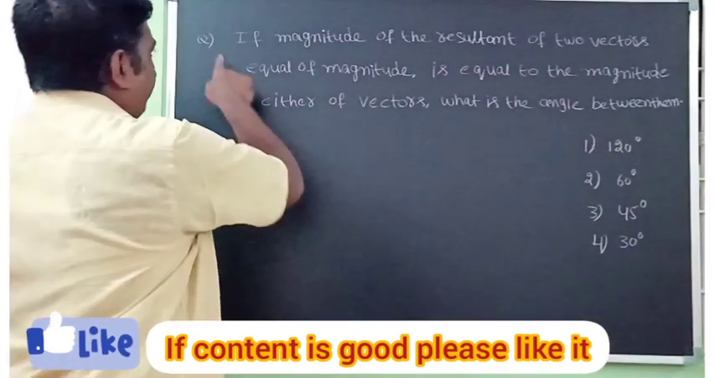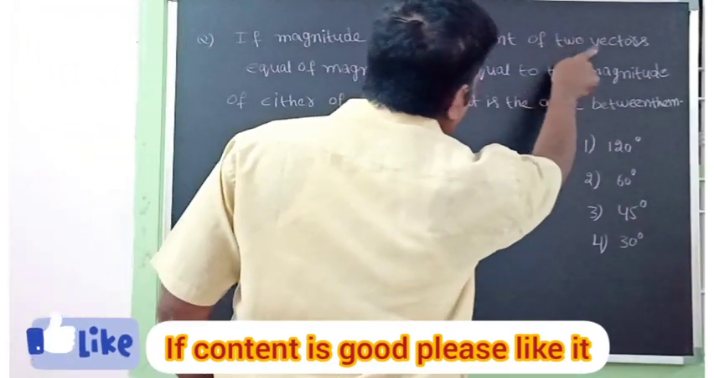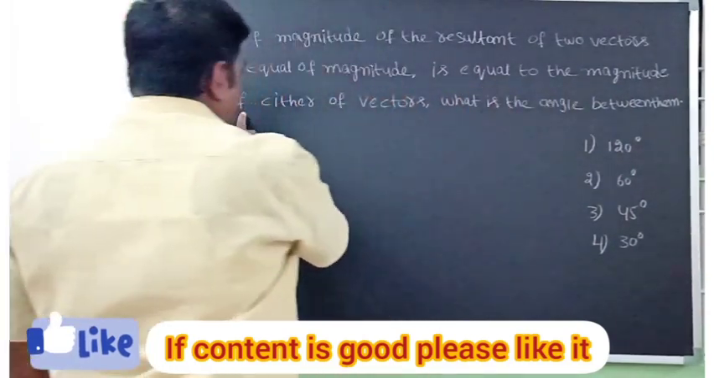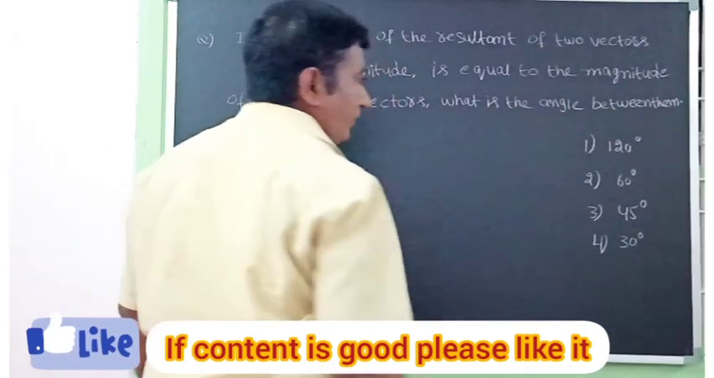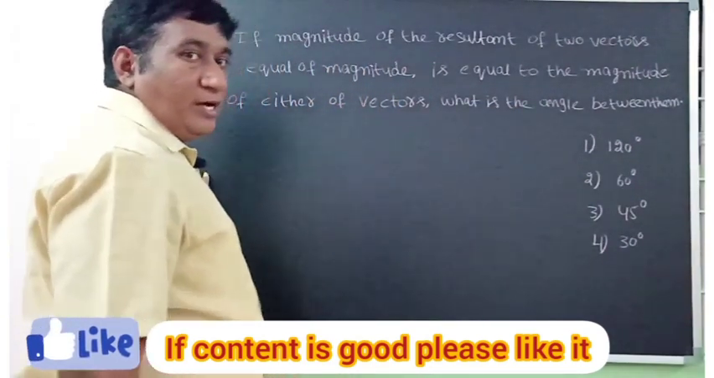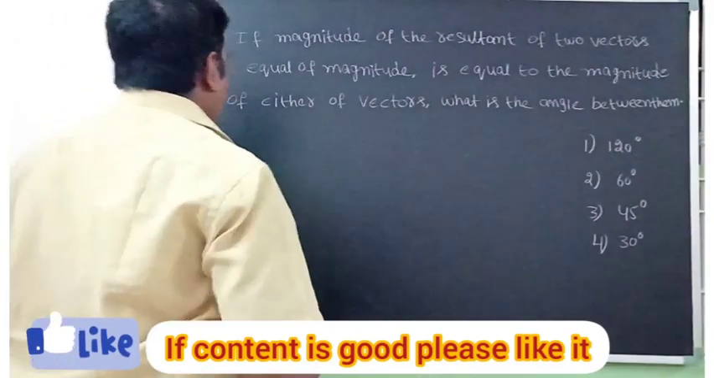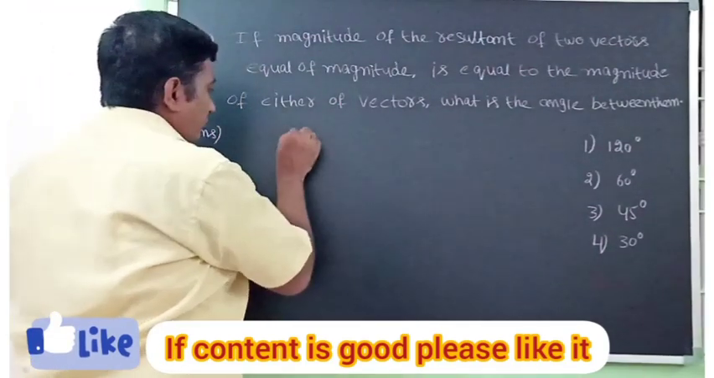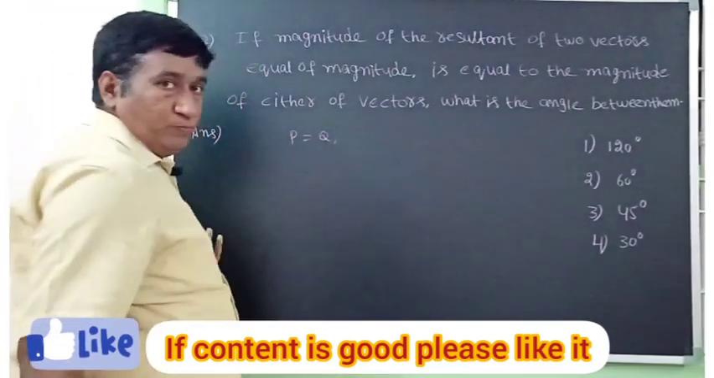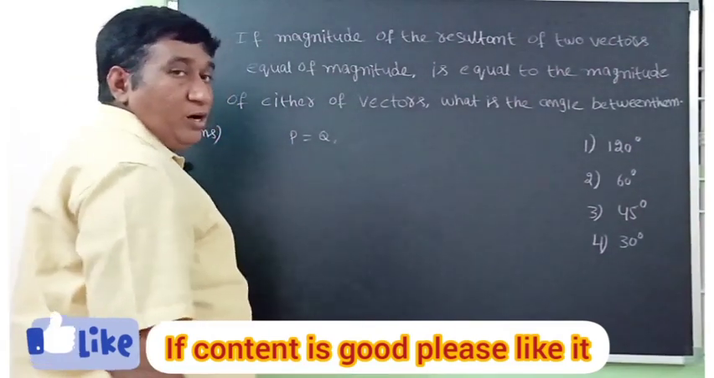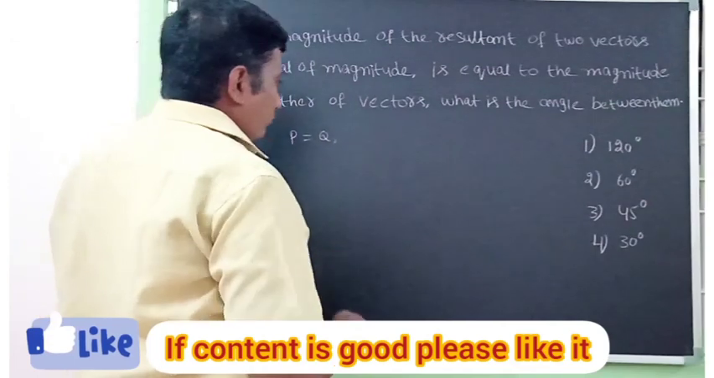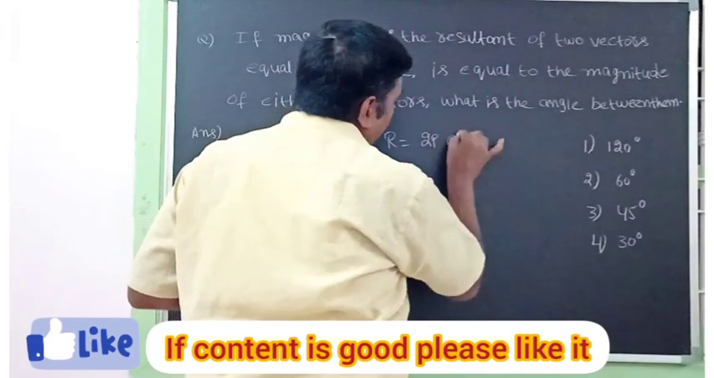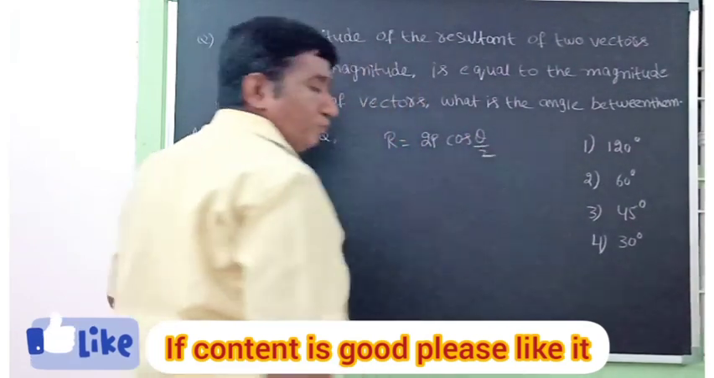Okay, next question. If the magnitude of the resultant of two vectors of equal magnitude is equal to the magnitude of either of the two vectors, what is the angle between them? In this question they have given equal magnitudes, which is nothing but P is equal to Q. The resultant is R, that's R maximum, which we have proved. So with the help of this, we have proved R is equal to 2P cos theta by 2.